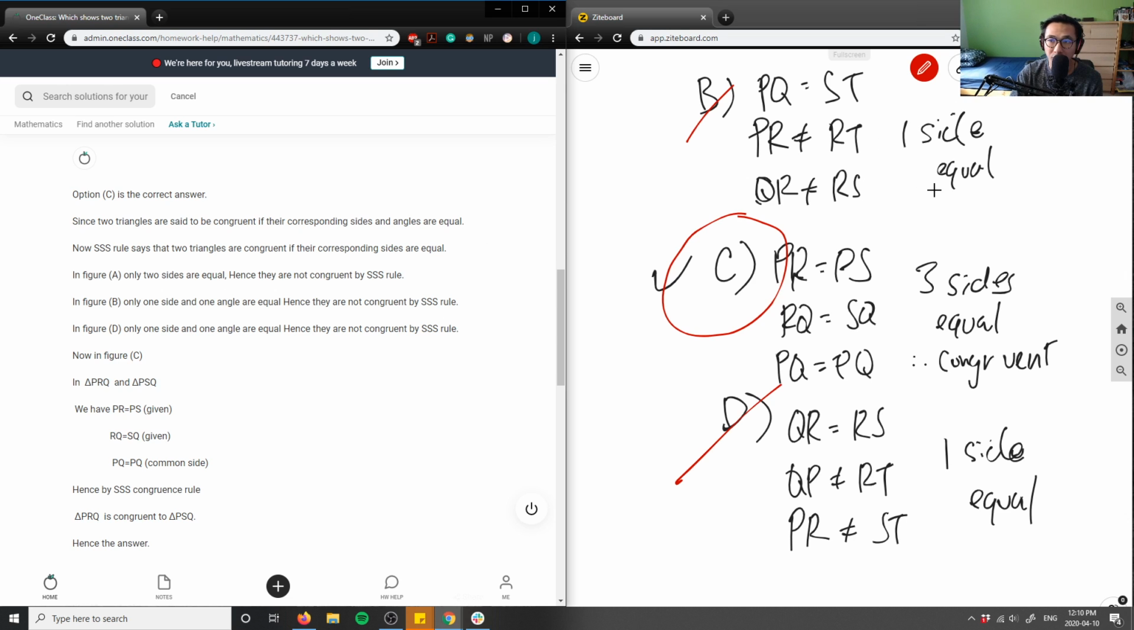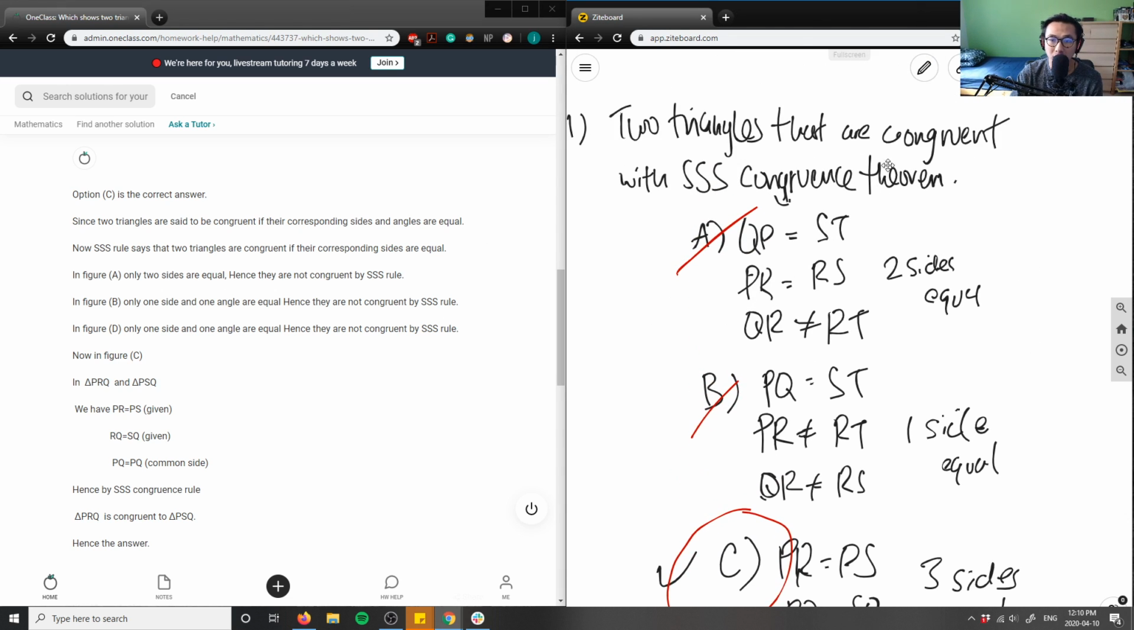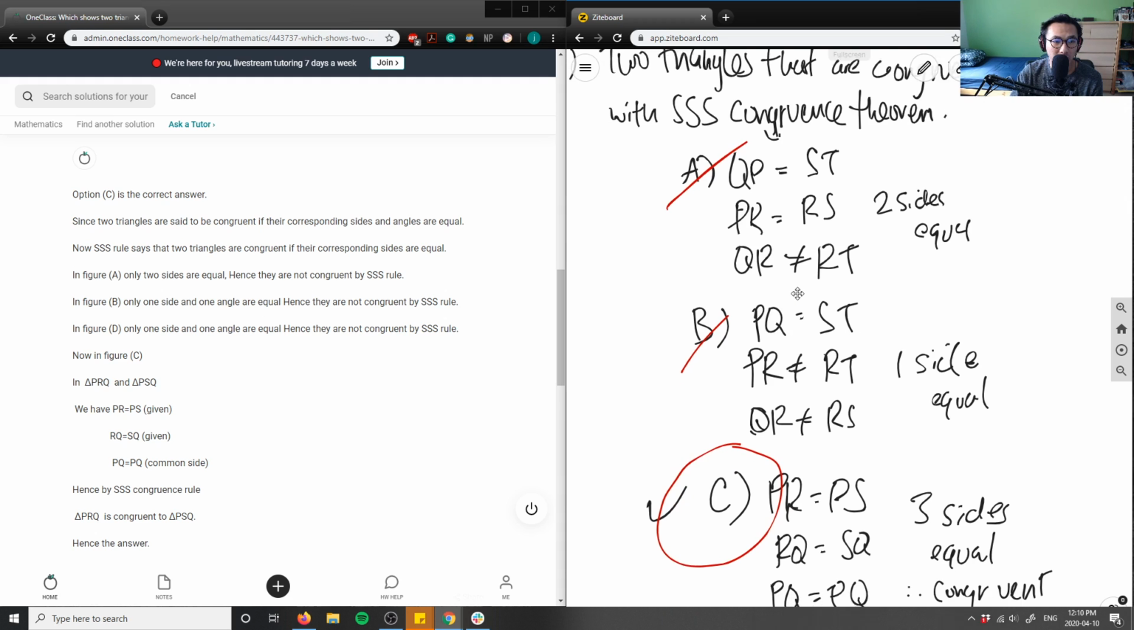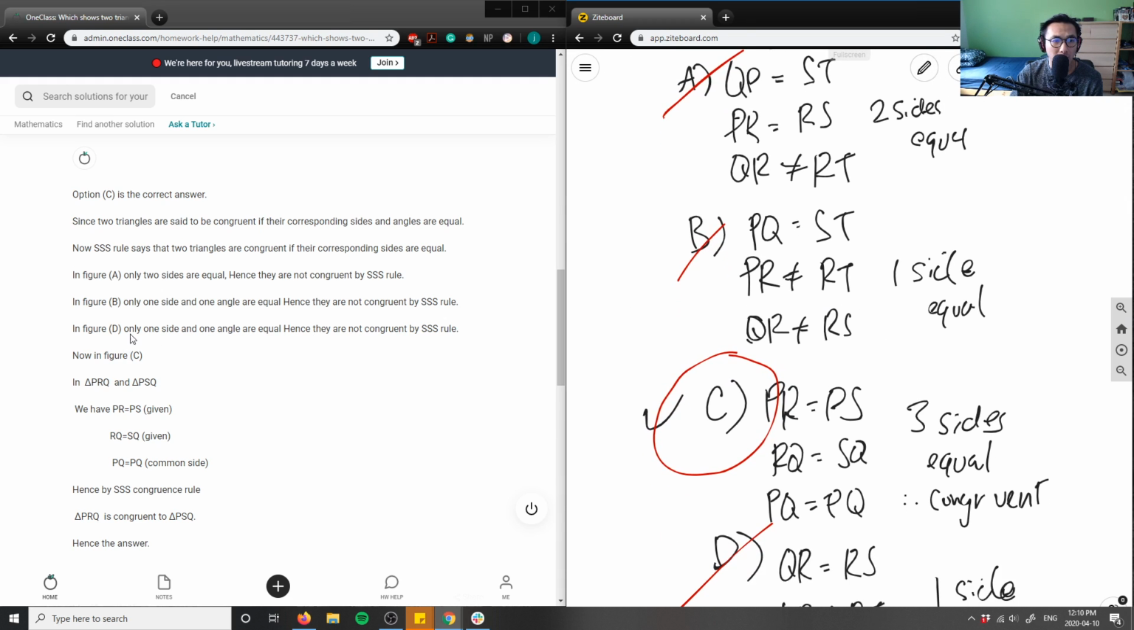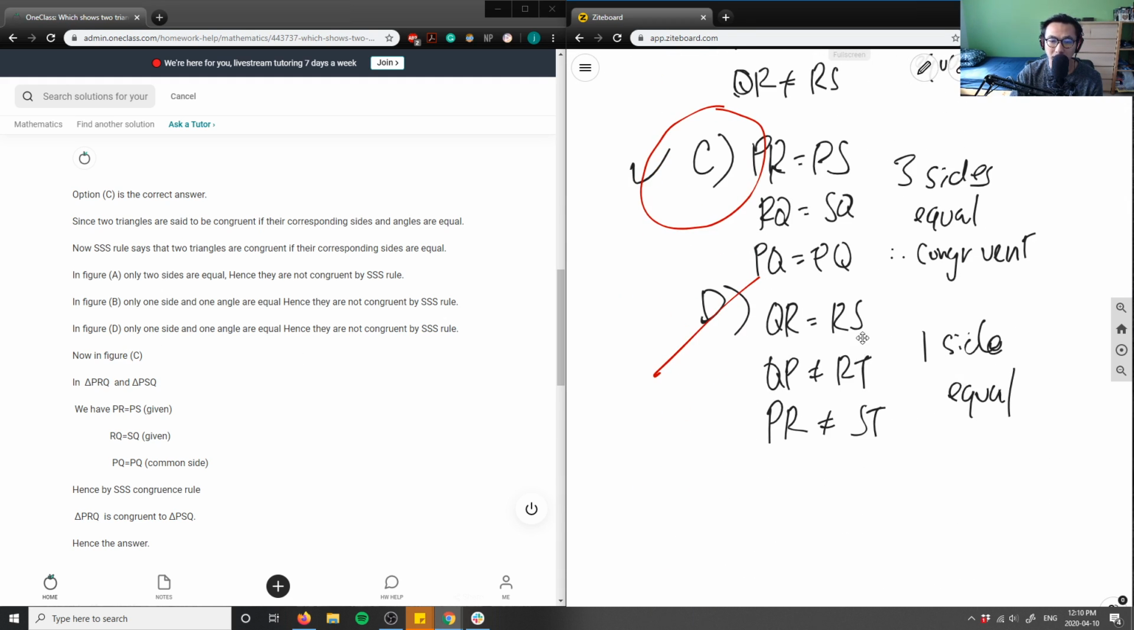That's good. So in figure A, only two sides are equal, so not congruent. Only one side is equal. Good. Figure D, only one side and one angle are equal. So I didn't choose to focus on the angles here.